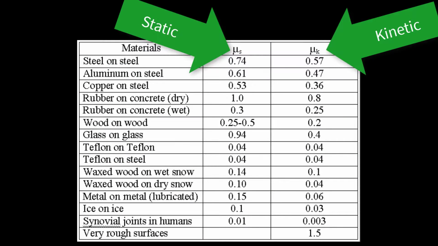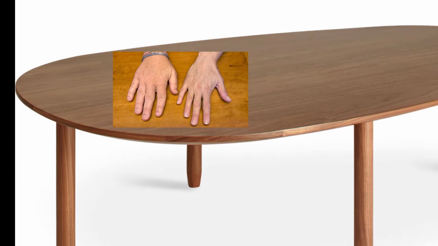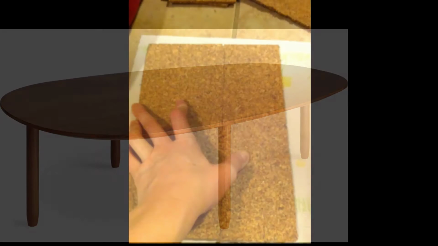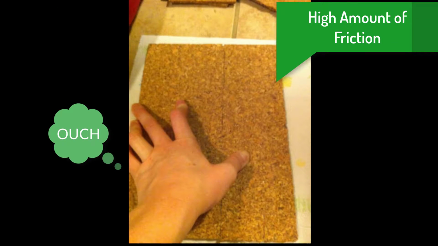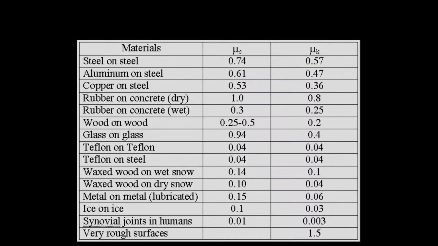If you run your hand on a smooth table, there isn't much resistance, or friction, coming from the table. If you then rub your hand on a rough surface, like sandpaper, the value of friction is much higher. If you think about running your hand over that sandpaper, ouch, you can see how that higher friction is going to cause more wear or damage to your hand. This is because that value of friction is higher.